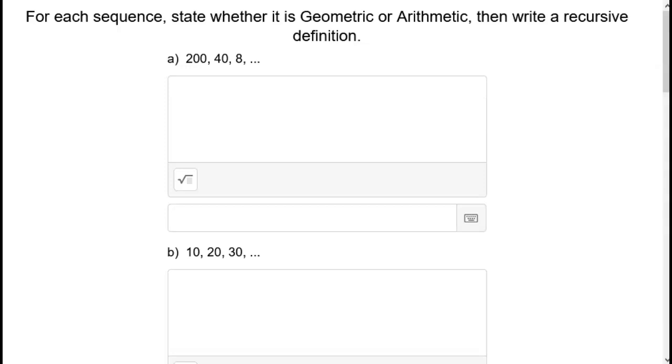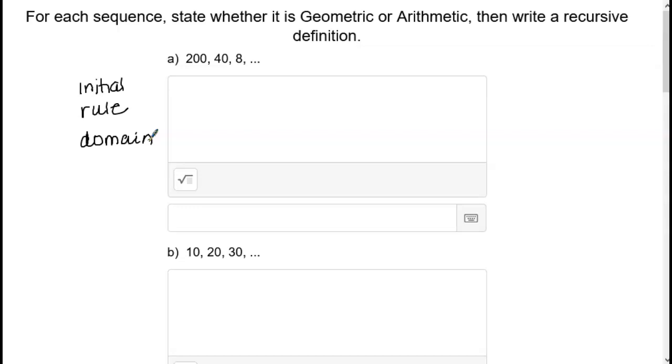Today we're going to look at recursive definitions. So we've already looked a little bit at explicit. Now we're going to talk about recursive definitions. So recursive definitions are kind of a three-part equation. The parts would be your initial value, your recursive rule, like the actual rule itself, and then the last part is the domain.